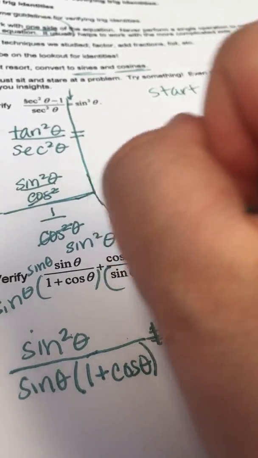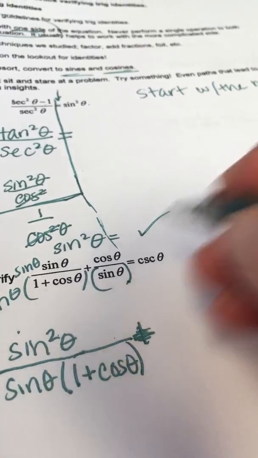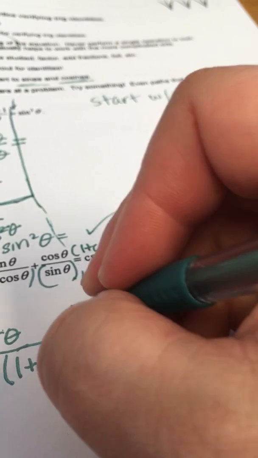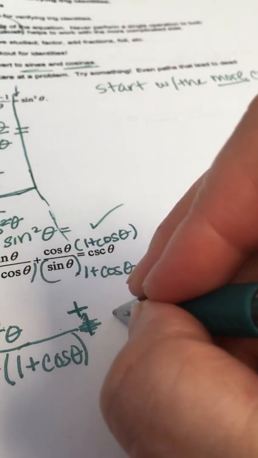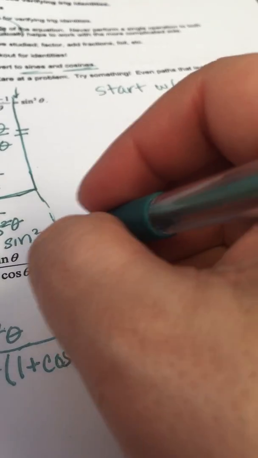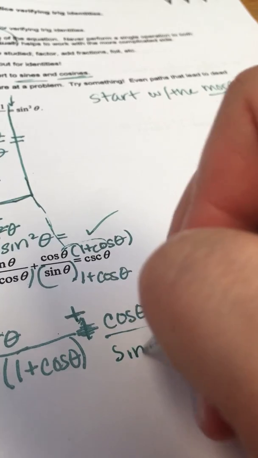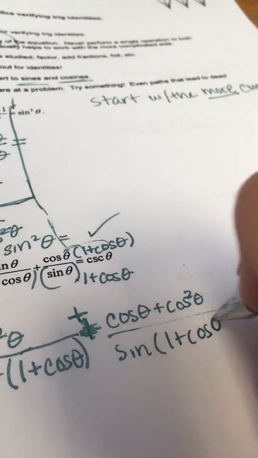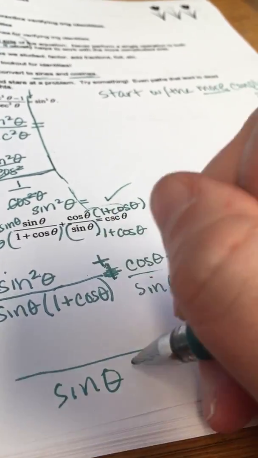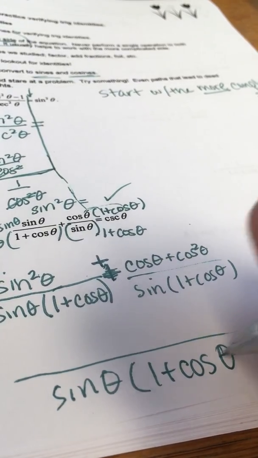Maybe later, but let's leave it alone for a second, see what happens. Oopsie, sorry, that's a plus. Alright, on this side, I multiply with 1 plus cos theta. Okay, so that's a plus sign. So I distribute here, so I have cosine plus cosine squared theta over sine times 1 plus cos theta. Alright, as one fraction, I have sine theta on the bottom. I have 1 plus cos theta, so just keep them separate for now.